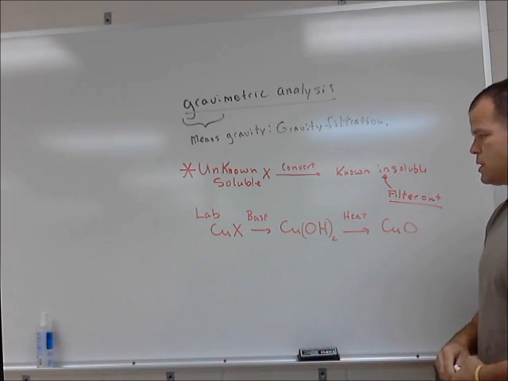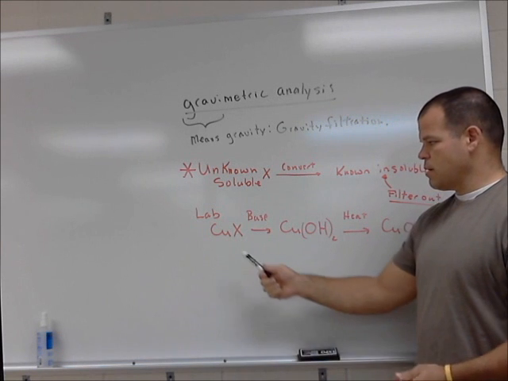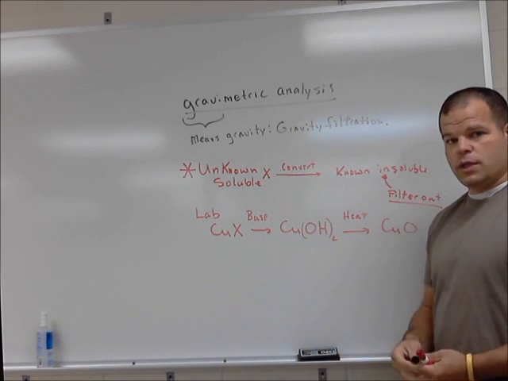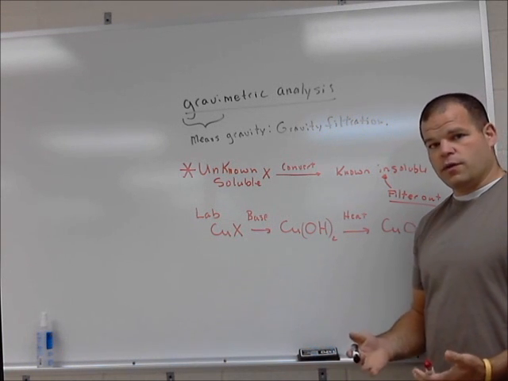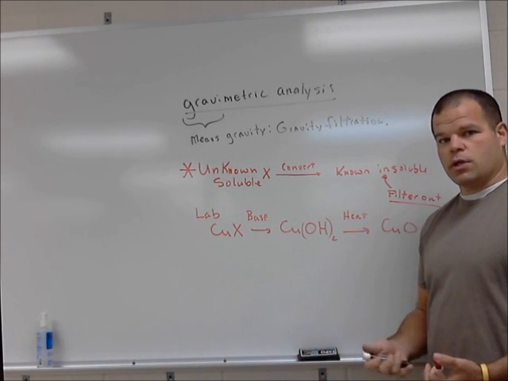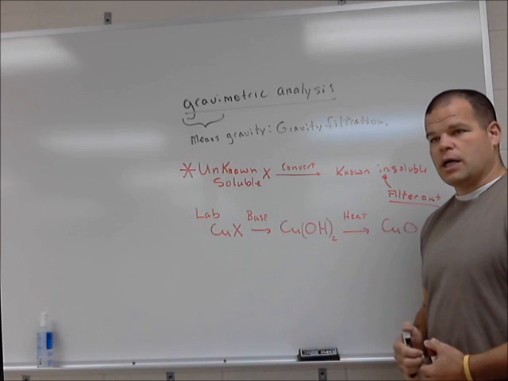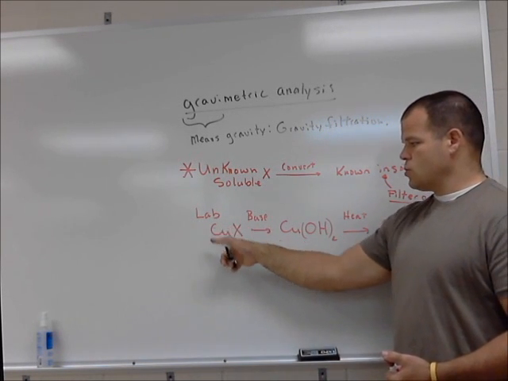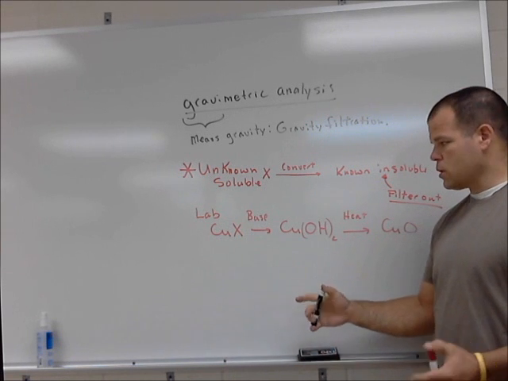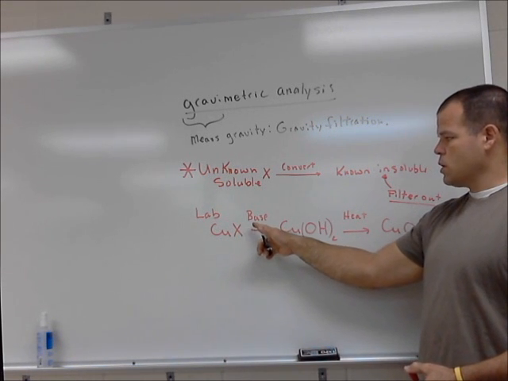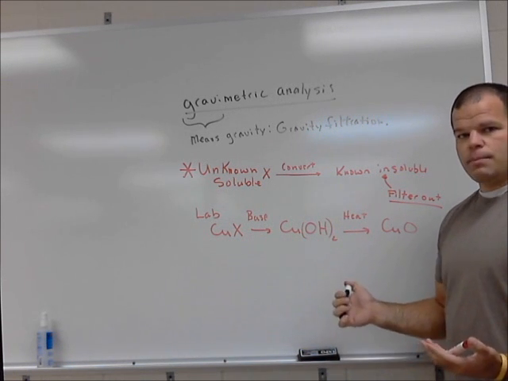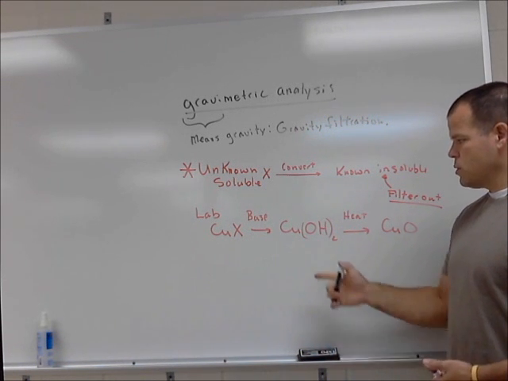So in this case, for this lab, we have some unknown copper X. This compound contains copper. I don't know what it is. It could be copper sulfate, it could be copper nitrate, it could be copper chloride, it could be copper iodide, it could be some copper compound. Now, what we're going to do is take this unknown soluble compound in its nice blue color, dissolve it in water, and then use a base to convert this unknown compound of copper to copper hydroxide.